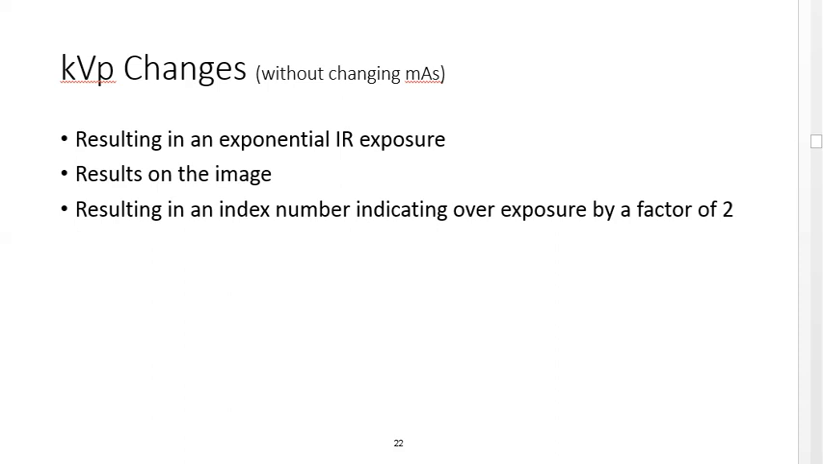So it's an exponential increase in image receptor exposure. The results on the image are that really in a digital world, you're not going to see much except for a change in your index number. Some manufacturers have the index number increase with increased exposure. I think most of the ones you're using decrease with increased image receptor exposure. So in most cases, what you're going to see is your index number go down. So the index number will indicate that you've got an overexposure by a factor of 2.